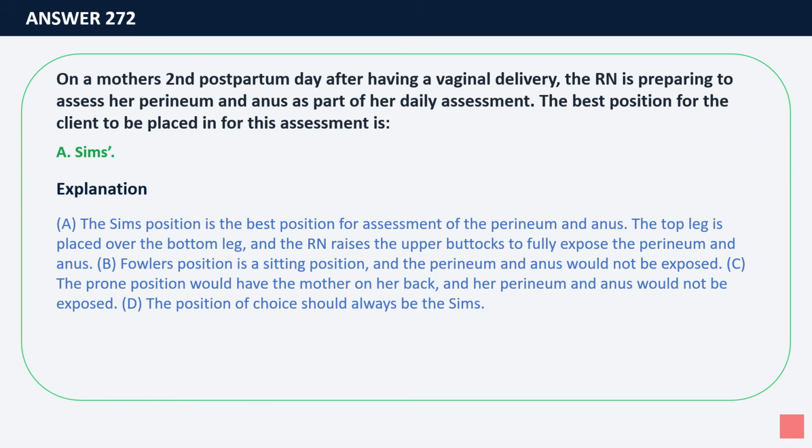C. The prone position would have the mother on her back, and her perineum and anus would not be exposed. D. The position of choice should always be the Sims.